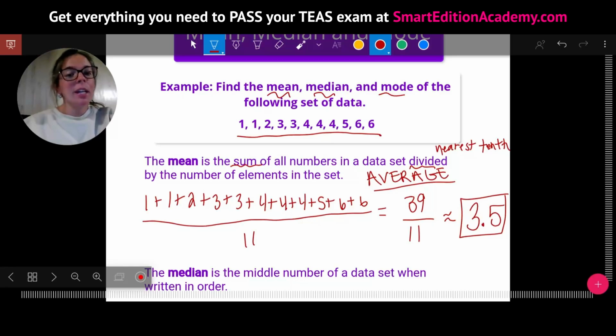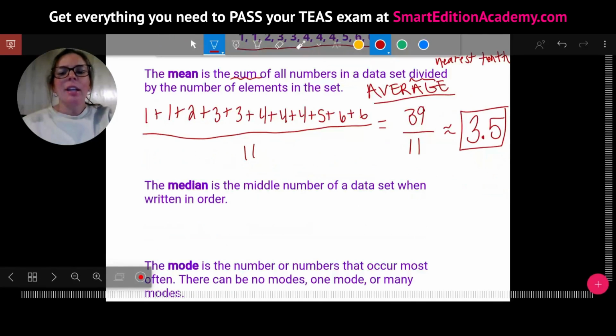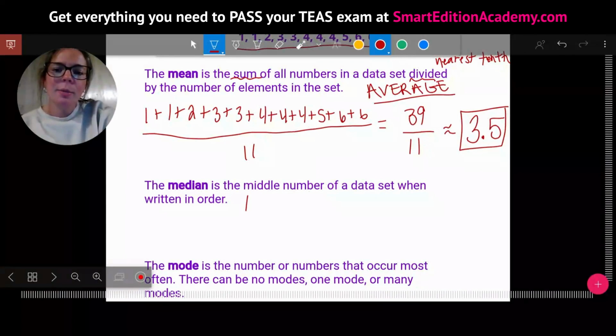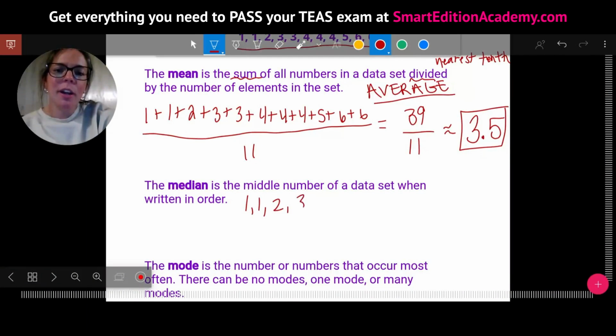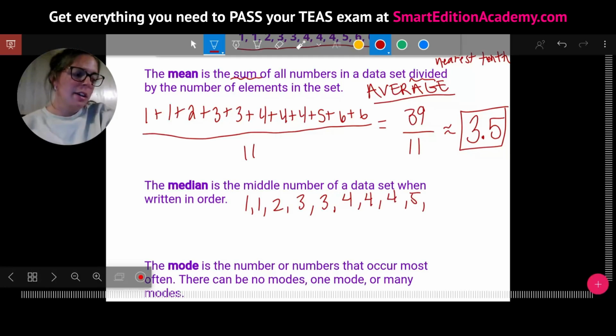Okay, so the median, another measure of central tendency, is the middle number of a data set when written in order. So in this example, this one's just nice to start out. I'm going to rewrite it. It's already written in order. And when we say in order, we just mean from least to greatest. 6 and 6. Let me make sure I didn't skip any.